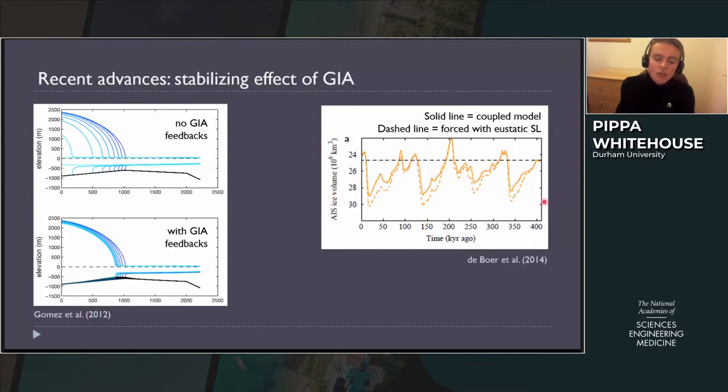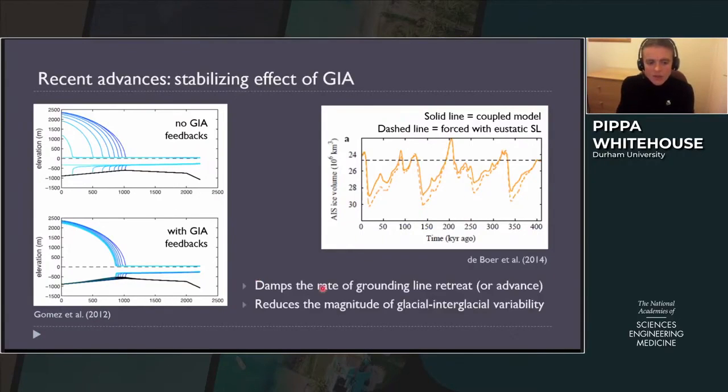So this is the volume of the Antarctic ice sheet down here. And he predicted that he couldn't actually model as large an ice sheet if we included these feedbacks. So not only do these feedbacks damp the rate of grounding line retreat, this shows that they also damp the rate of growth of an ice sheet. It's really a way of putting the brakes on the dynamics of the ice sheets, and potentially reduces the interglacial glacial variability of ice sheet volume.